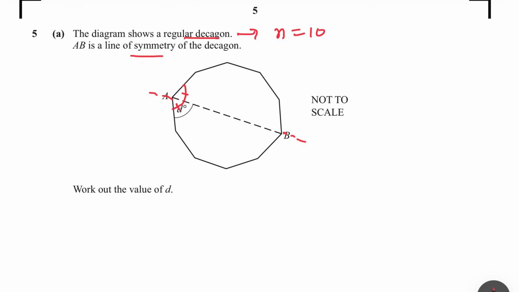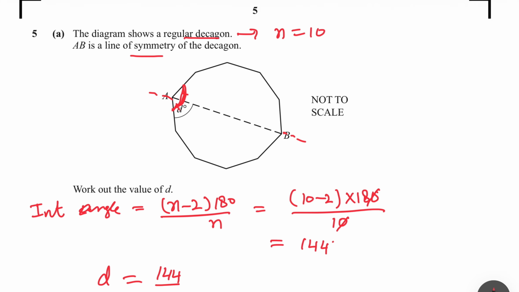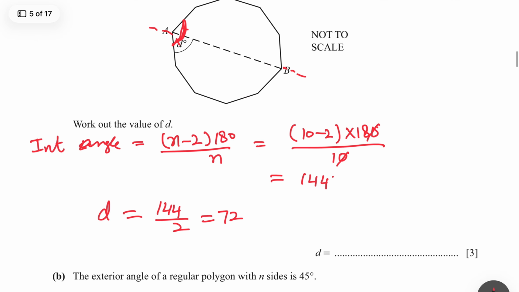So first of all we will find the interior angle. You know that the formula of the interior angle of a polygon is n minus 2 times 180 over n, right? n is 10, so 10 minus 2 times 180 over 10, the tens cancel. 10 minus 2 is 8, times 18, that is 144. So 144 is this whole angle, and we are looking for D. D is going to be 144 divided by 2, right? So the value of D is 72 degrees.